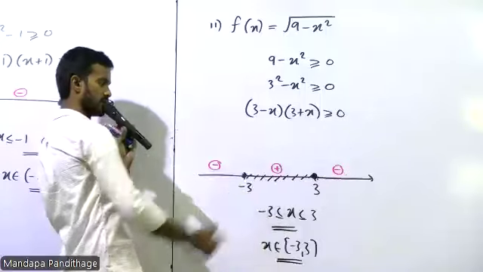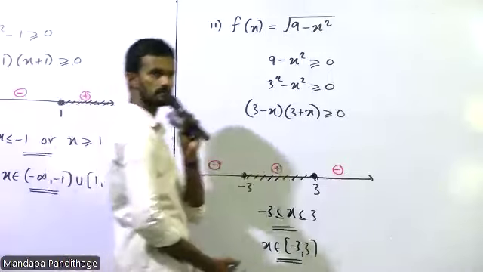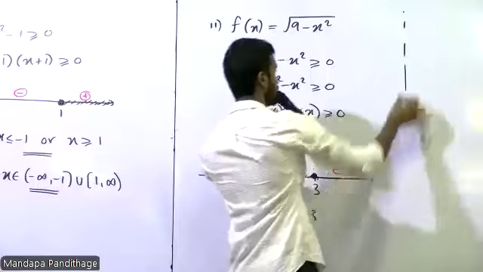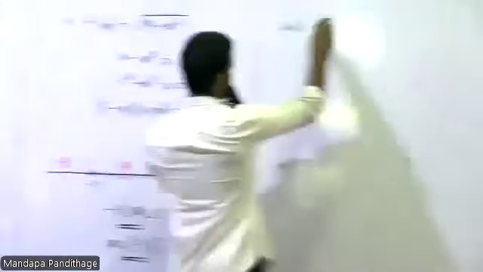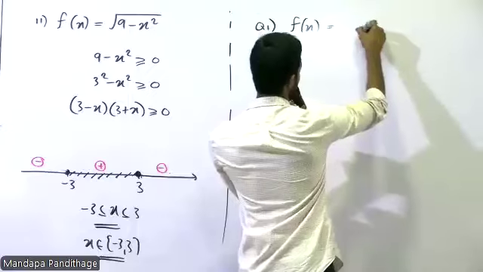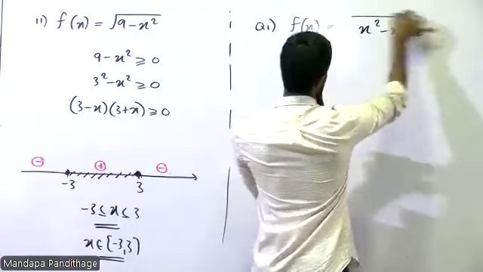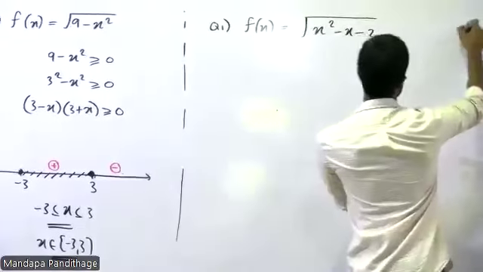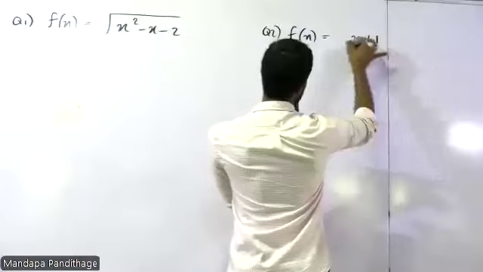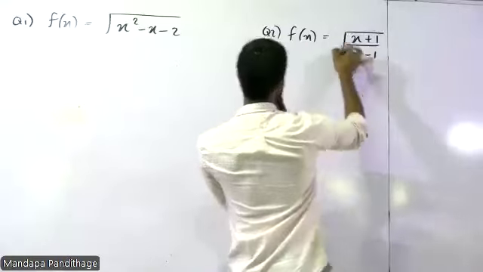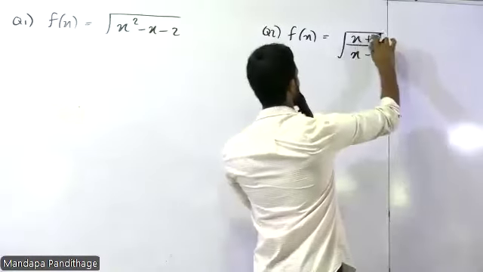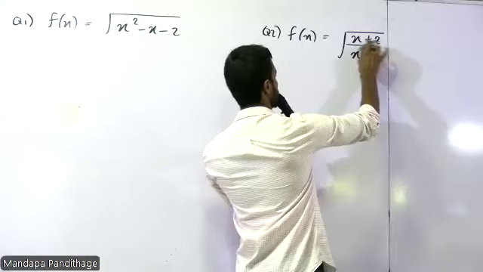Okay, hands up who got this one, in between -3 and +3. Hands up everyone who got it. Then do this one. f(x) is equal to the square root of x squared minus x minus 2, that is 1. The other one is f(x) is equal to the square root of x plus 1 over x minus 1. And then x plus 2 over the square root of x minus 1.